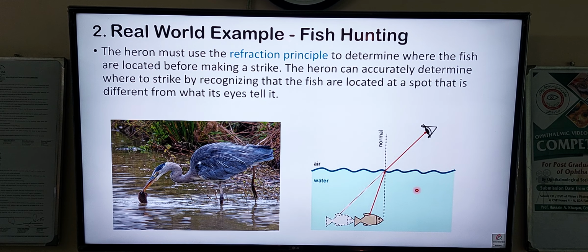This is the real-world example of fish hunting. The heron must use the refractive principle to determine where the fish is located before making the strike. The heron can accurately determine where to strike by recognizing that the fish is actually located at a point different from what the eyes actually tell us. Because the apparent and the real images are different, when the object is immersed in an optically dense medium, the image is slightly displaced and it's less deep than the actual object.